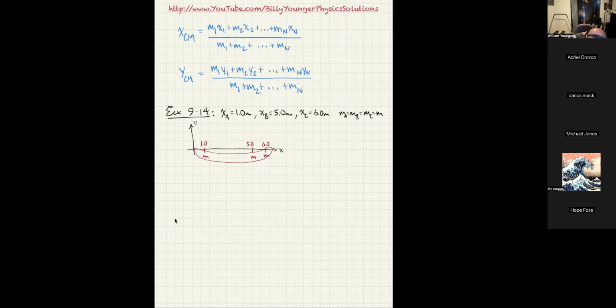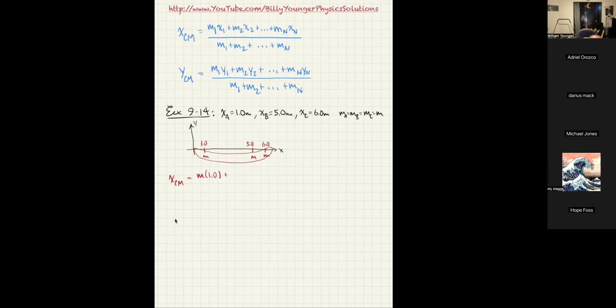So let me go ahead and calculate what the x center of mass is. The x center of mass is going to be m times 1.0 meters. Now notice the danger here. By putting the meter in, it looks like the m. To combat that, I'm going to leave the meter off. What I could have done is change the mass to capital M, but I already wrote them as small m, so I'll just leave it be for right now.